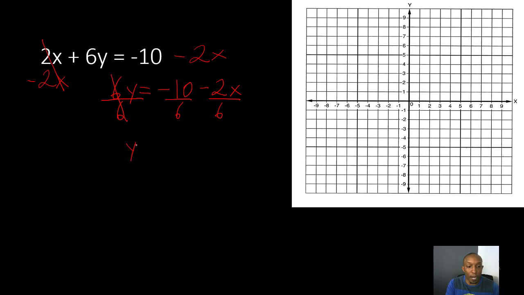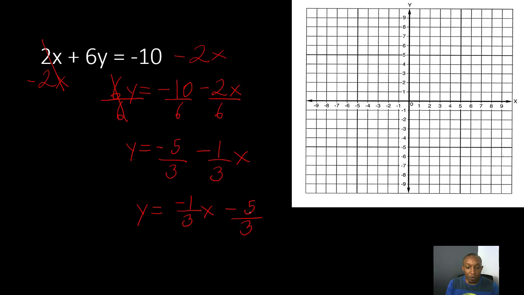So we end up having y equals, and the number 2 can go into both of these, so we end up simplifying it. So we end up having -5/3 minus, and 2 goes into both of these numbers, so minus 1/3 x. And I'll go ahead and put it in mx plus b form. So I put that -1/3 x in the front, and then I put that -5/3 at the end.